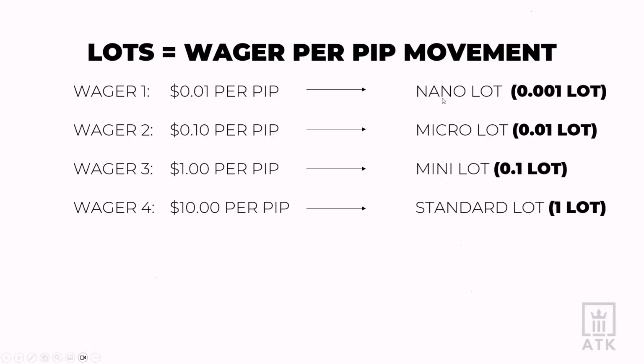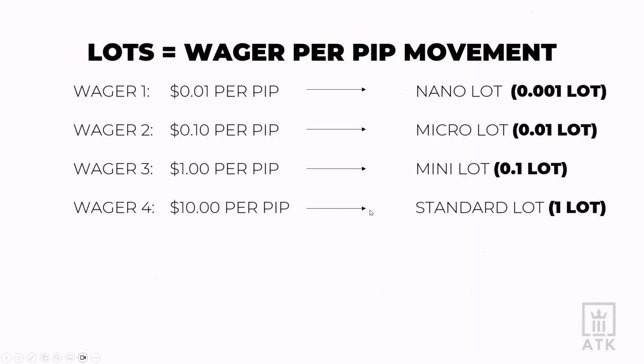And so we have a nano lot, which is the lowest lot that you can go. It's a penny per pip, and it's represented as 0.001 lot. Let me start from this end. $10 per pip is a standard lot.